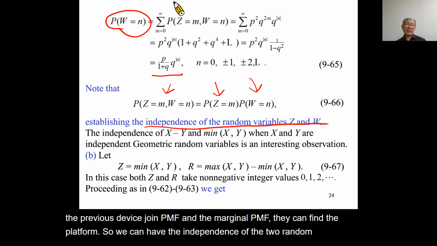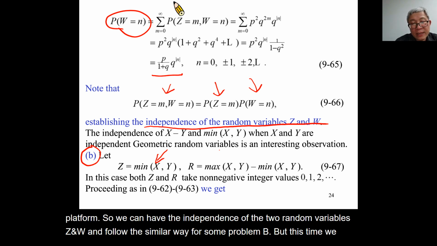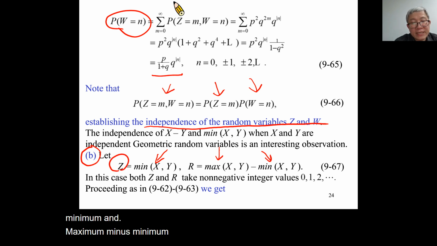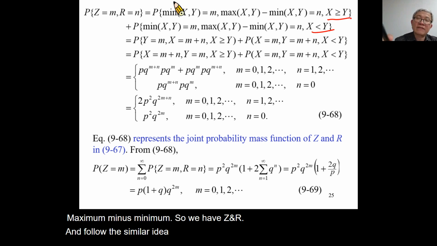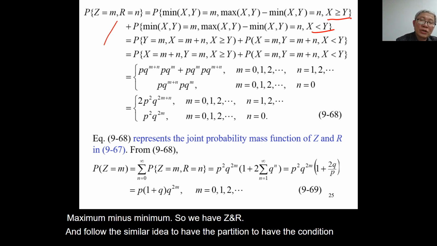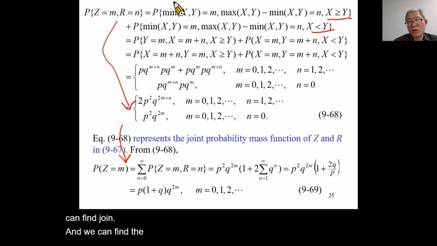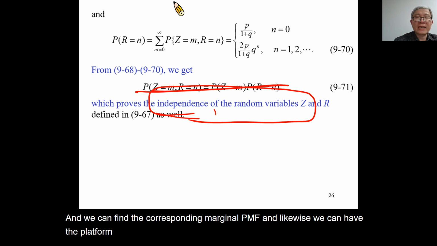so we can have the independence of the two random variables Z and W. And follow a similar way for subproblem B, but this time we have minima and maxima minus minima. So we have Z and R. And follow the similar idea to have the partition, to have the condition. So we can find the joint. And we can find the corresponding marginal PMF. And likewise, we can have the product form to have the independence of random variables Z and R.